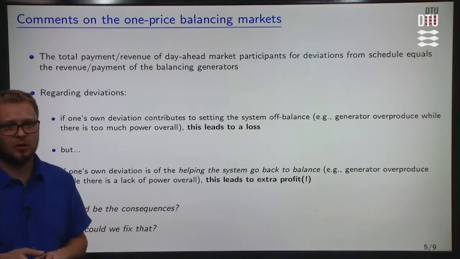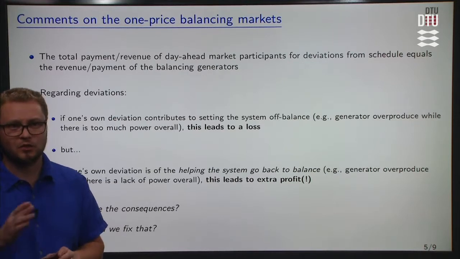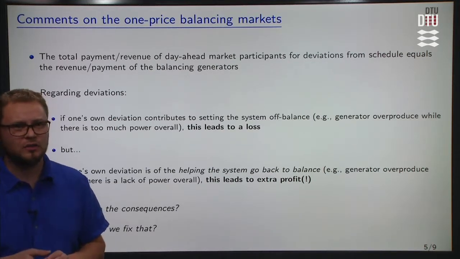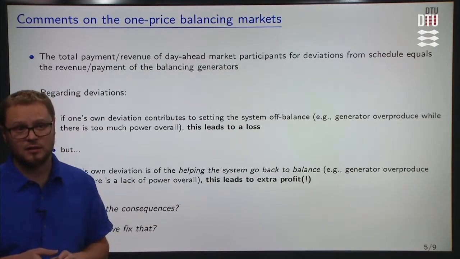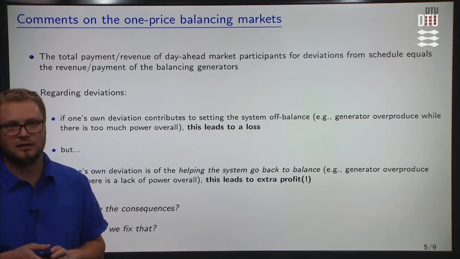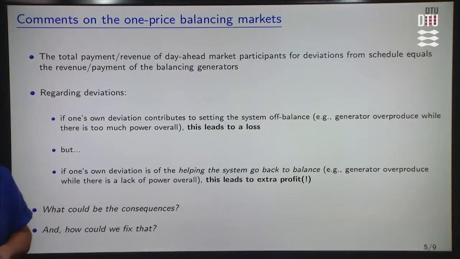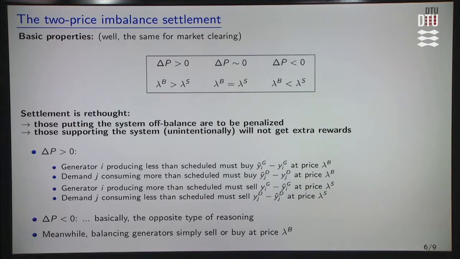What do you think could be the consequences? Do you think you would actually gamble and try to place yourself on one side to be a bit long or a bit short to see if you could get this extra profit? This is actually a risk, and this is some of the argument of those who don't like the one price settlement approach. Are there ways to fix that? Yes, possibly, by going for this two price imbalance settlement.